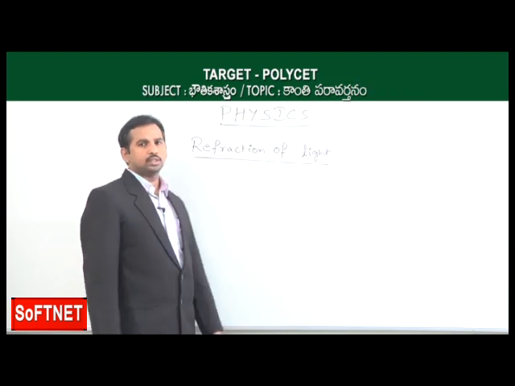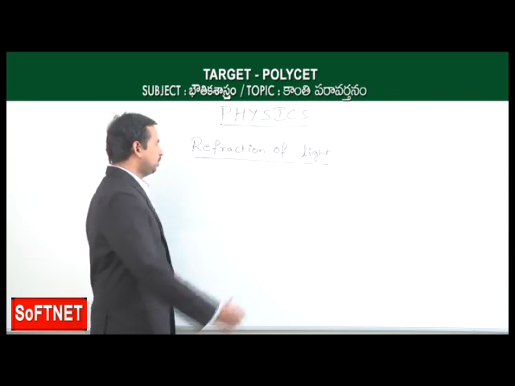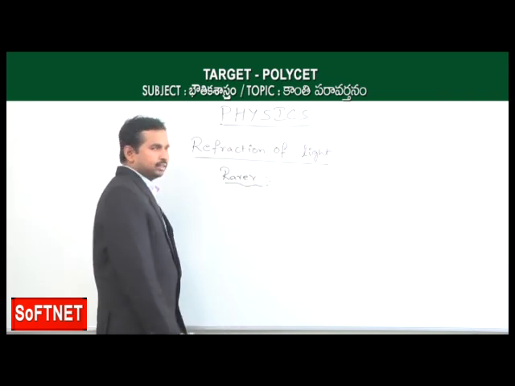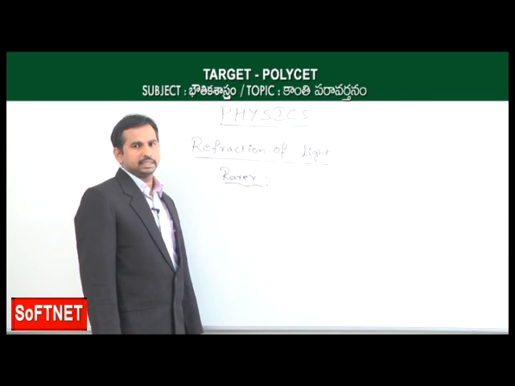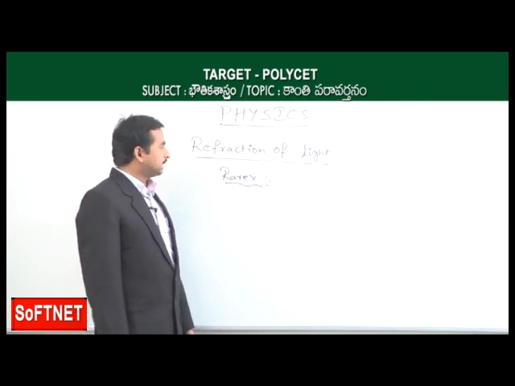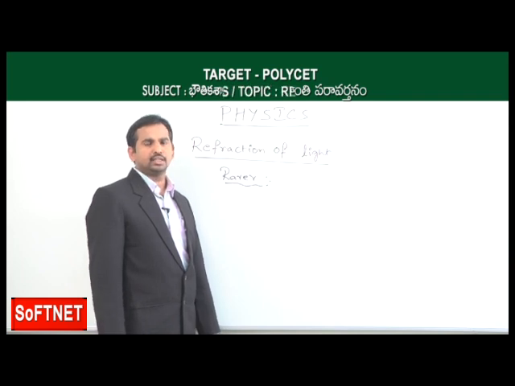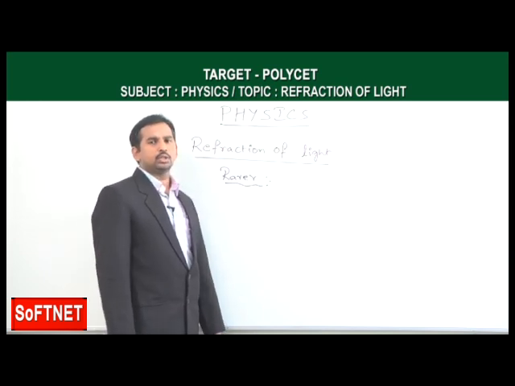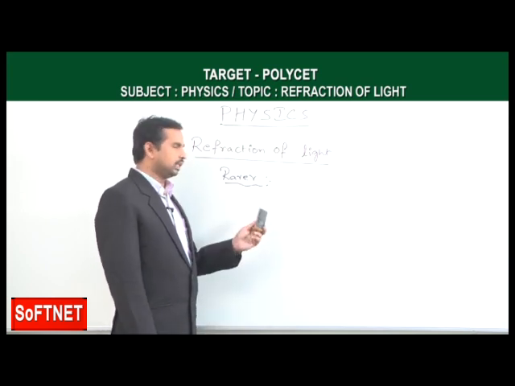When it comes to these media, mainly we have two types. One is called a rarer medium, another one is called a denser medium. Now, we will see what we mean by a rarer medium. A rarer medium is a medium where the density of the particles present in that medium is very less, which means the distance between the particles is more. The best example you can take is air. Here the dust particles or the air particles have more distance between them. That is why it is called a rarer medium.